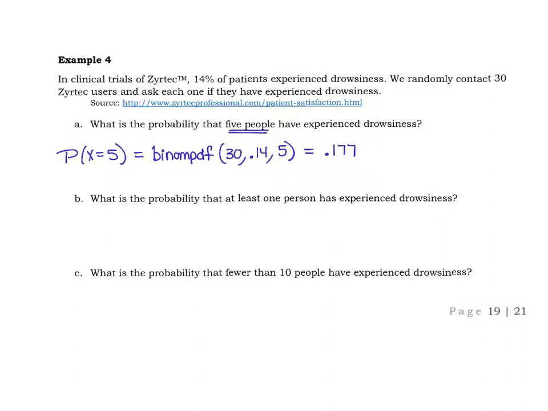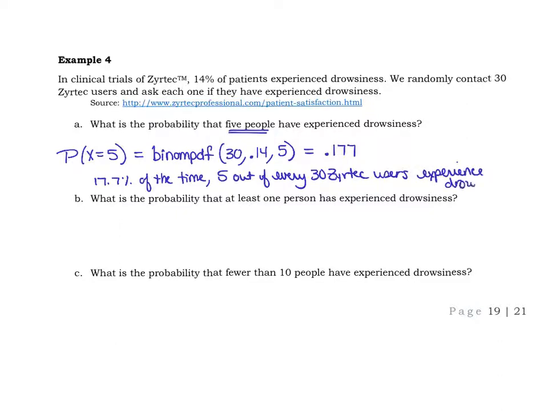0.177. So I'm going to give you again an interpretation. I think it's good that we practice doing these interpretations, even if it doesn't say so in your note packet. I wrote the notes. I have the right to change it, correct? So this would mean that about 17.7% of the time, 5 out of every 30 Zyrtec users experience drowsiness. Okay, pretty much what that means in a nutshell.